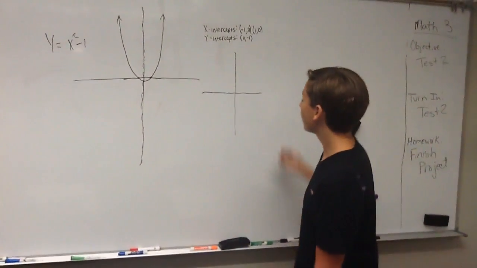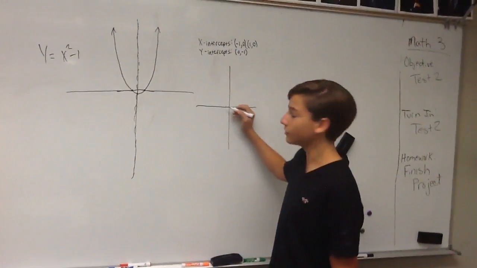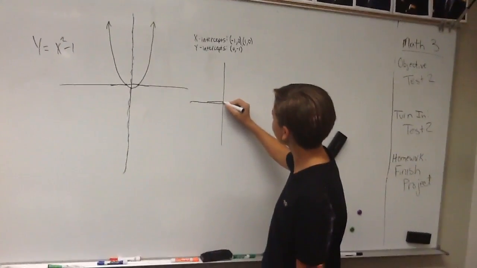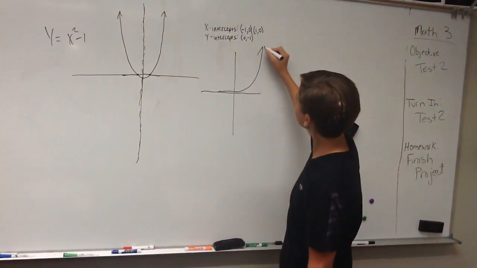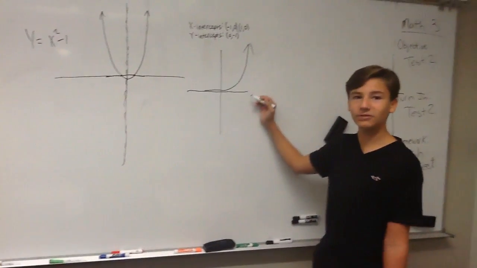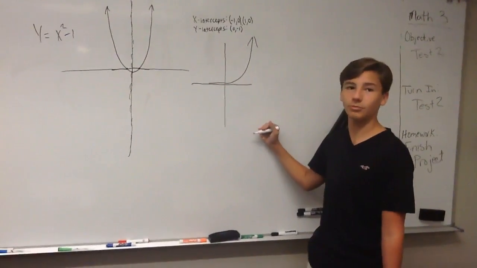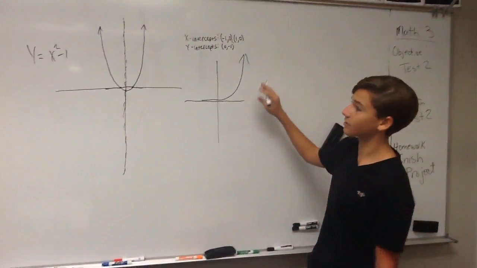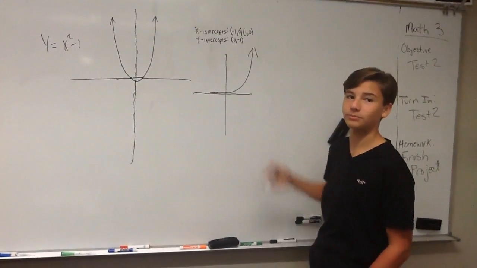Would be an exponential graph. It shoots up like this, okay? And we cannot flip this over anything to equal the same data points. Therefore, this is not a graph of symmetry.